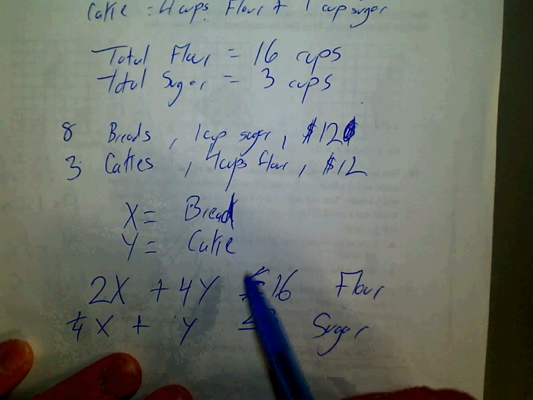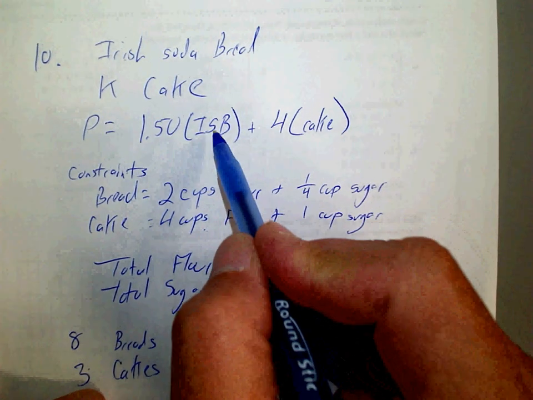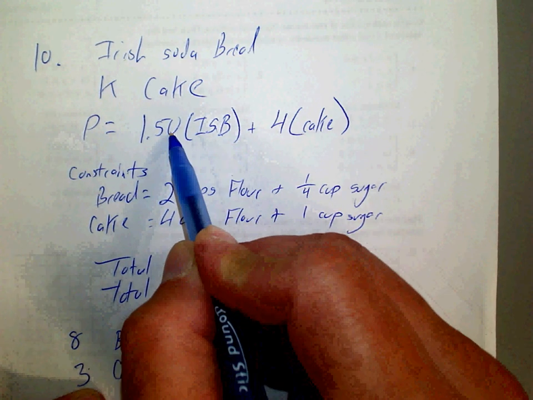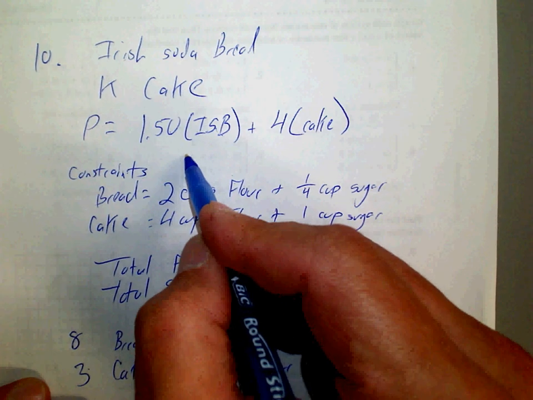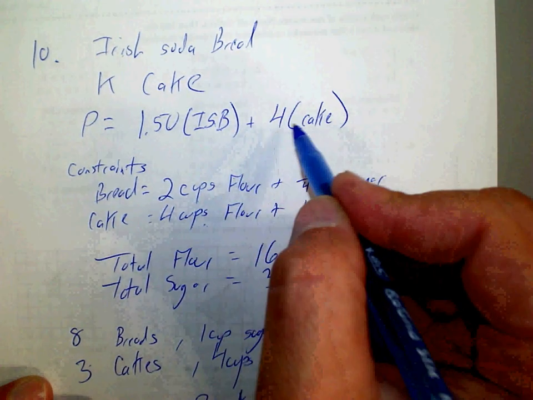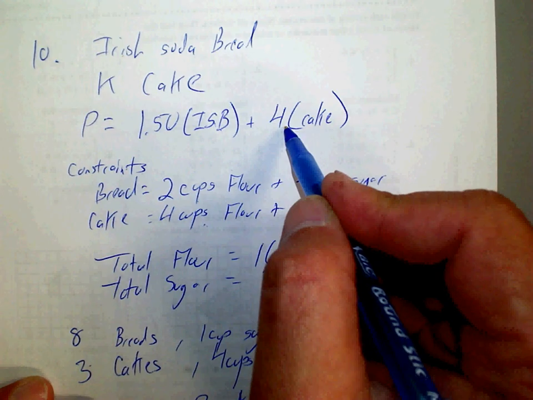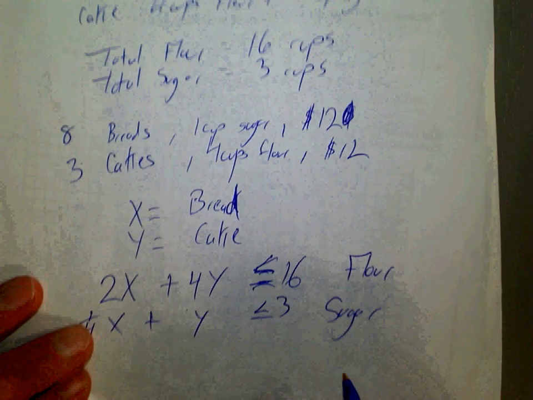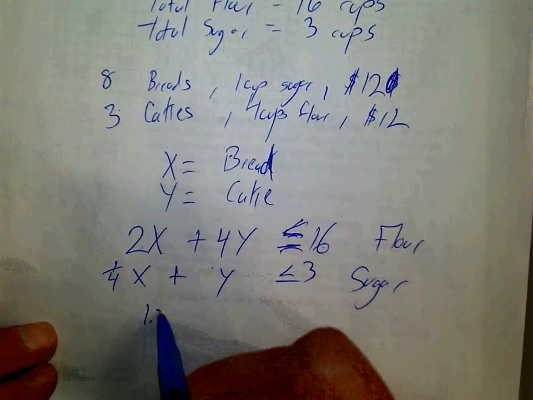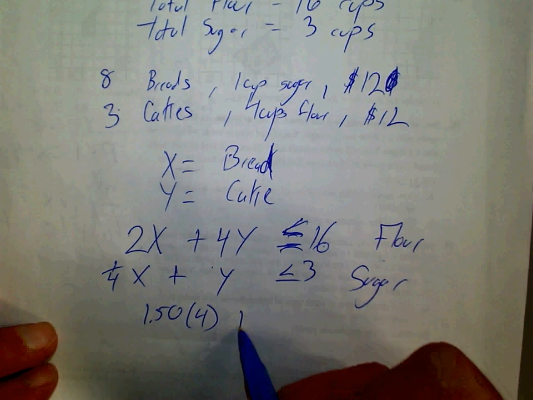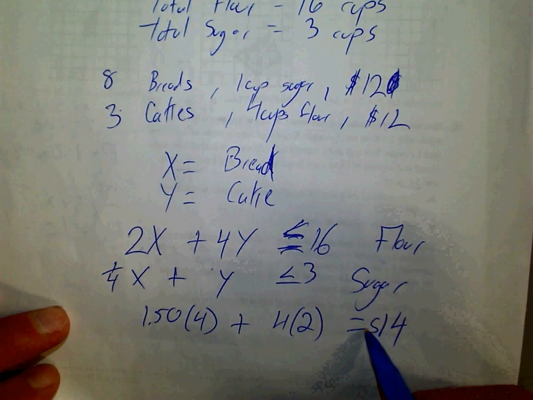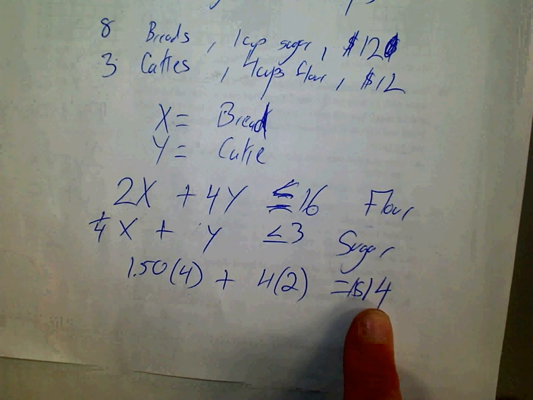Let's talk about money over here. Let's go back up here. 4 breads, this Irish soda bread. What's 4 times $1.50? So that'd be 6, plus, what's 2 times 4? 8. 8 and 6 gives us 14. Yes, so $1.50 times 4 plus $4 times 2 gives us, what'd y'all say, $14? That's where we maximize our profits. That's the area that the constraint equations show you can work in.